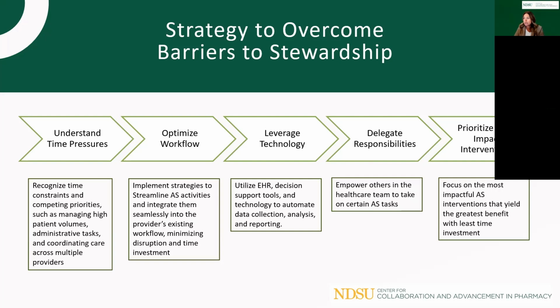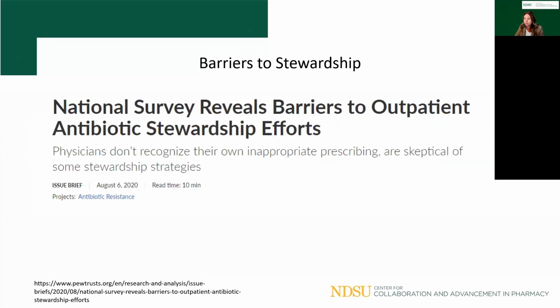And then also, to overcome barriers is looking at and prioritizing high impact interventions. So focus on something that's really more impactful, that you're going to get the biggest bang for your buck, is what I would look at there. How can you help the most patients, the most, with the least investment? So those are some strategies to think about when you're looking at stewardship and barriers.